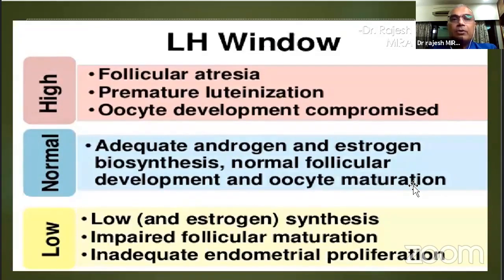What happens when the LH level is low? When the LH level is low, there is low estrogen synthesis. There is impaired follicular maturation because of the low LH level; the estrogen is suffering. Low estrogen is very important for follicular maturation, and not only that, endometrial proliferation is dependent on estrogen, so there is inadequate endometrial proliferation. If the LH is normal, everything falls into place: adequate androgen and estrogen biosynthesis, normal follicular development, and normal oocyte maturation.